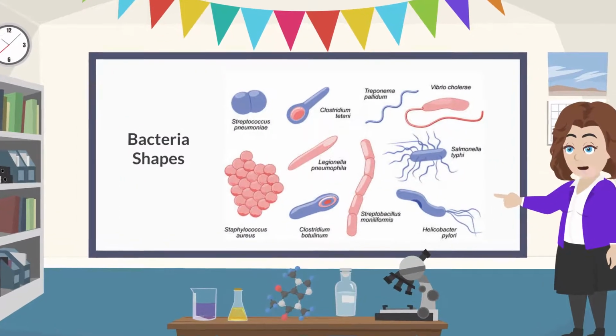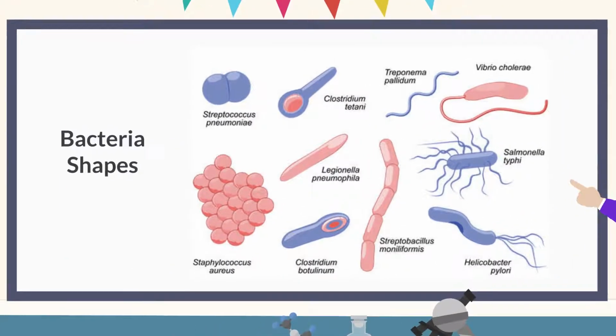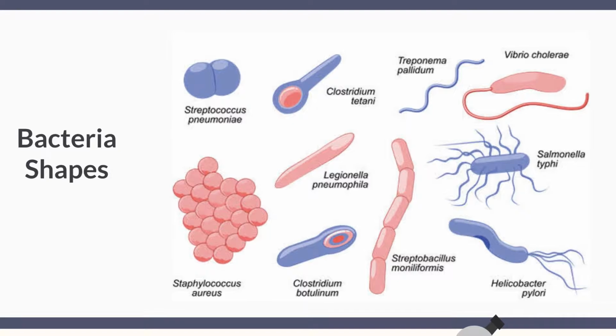Here we see different types of bacteria. What do you notice about their shapes? There are circular shapes and some even have tails. Do you remember what the name for the tail is called?